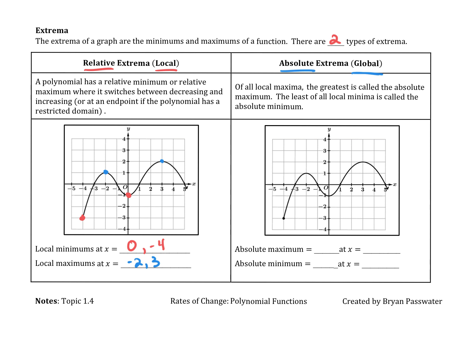Of all local maxima, the greatest is called the absolute maximum. The least of all local minima is called the absolute minimum. So the very top and the very bottom. Do I have an absolute maximum? Do I have a very top of this function? Yeah. What x value was it? It was at x equals 3. But then we need to actually find the y value of it. So what is the maximum? 2. So the maximum is actually 2 at x equals 3.